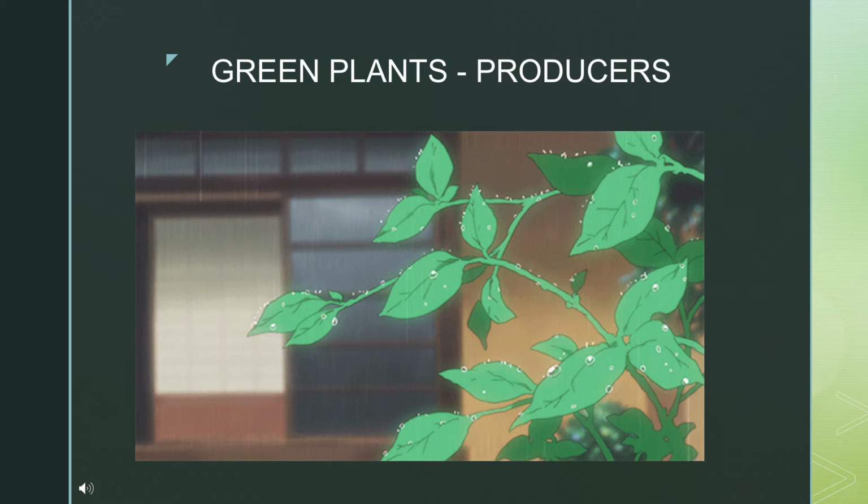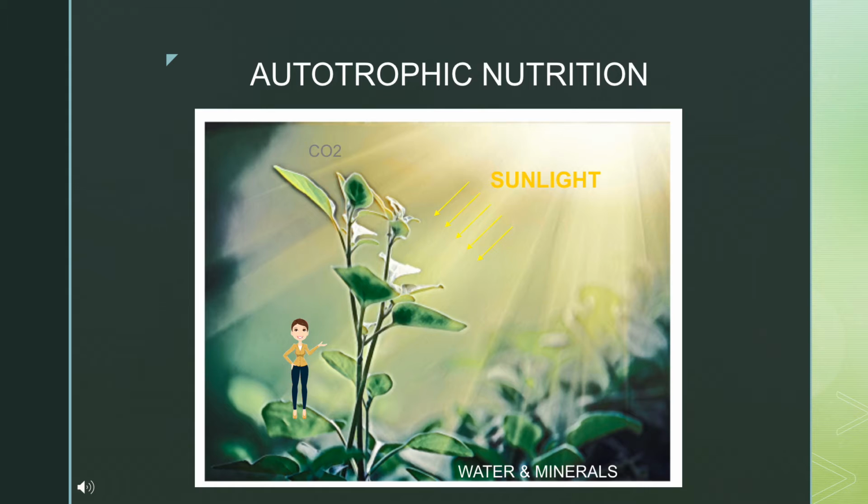Green plants are able to prepare their own food from simple raw materials, which are carbon dioxide from the air and water and minerals from the soil. Plants get the energy for preparing food from sunlight. This mode of nutrition, where green plants make food themselves from simple substances, is called autotrophic nutrition. Auto means self, trophism means feeding. Therefore, the green plants are called autotrophs.